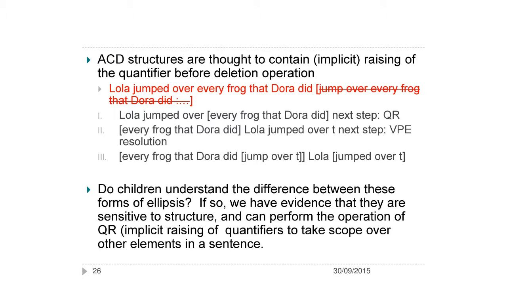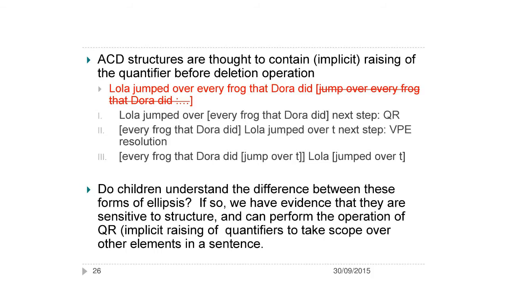It means that there was a set of frogs that Dora jumped, and then the other girl, Lola, did those same frogs. So it's not exactly the same interpretation as before, but you could see how the surface form of both sentences is very similar. Lola jumped over every frog that Dora did. Lola jumped over every frog, and Dora did too, right? So very similar, but crucially, they will give contrasting predictions.